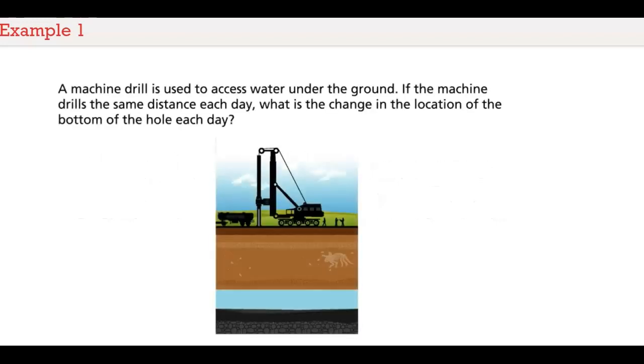These people are using a machine drill to access water under the ground. If they drill the same distance each day for 4 days, what is the change in the location of the bottom of the hole each day?